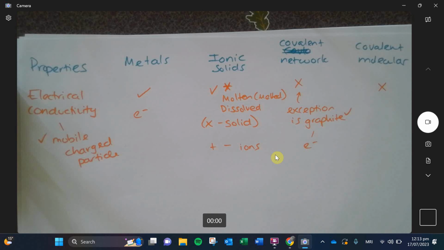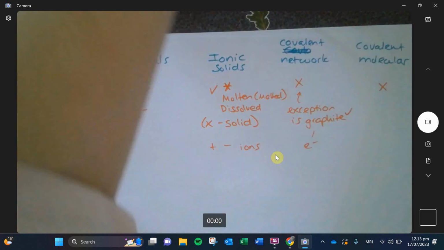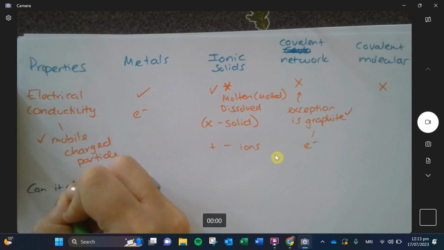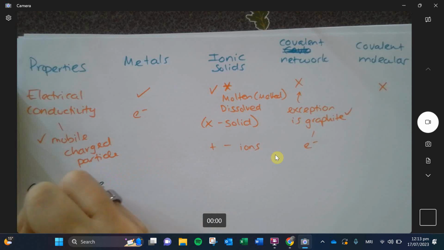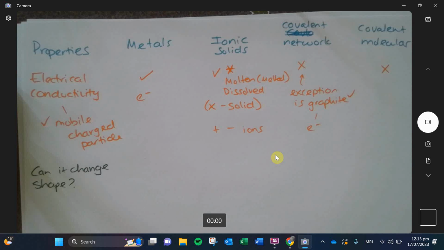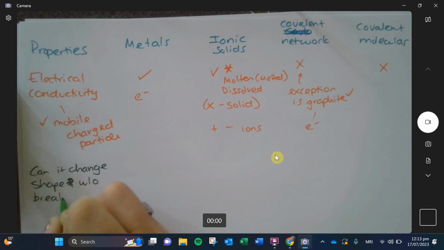Okay. Next one that we have to think about is going to be, can it change shape? So when we think about can it change shape, I am basically asking things like, is it malleable? Is it ductile? So malleable and ductile means, can I change its shape without it breaking? Without breaking.